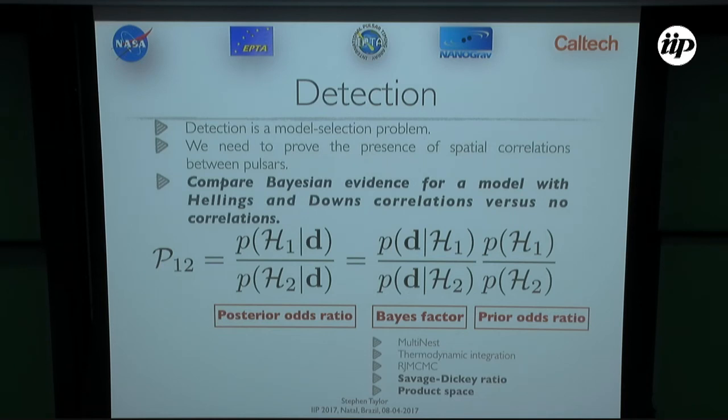So MultiNest gives you the numerator or the denominator. Thermodynamic integration gives you the numerator or the denominator. Reversible jump MCMC will just move you between different models, and so you're counting how often your chain spends in the different models. So that directly gives you either the Bayes factor or the posterior odds ratio.